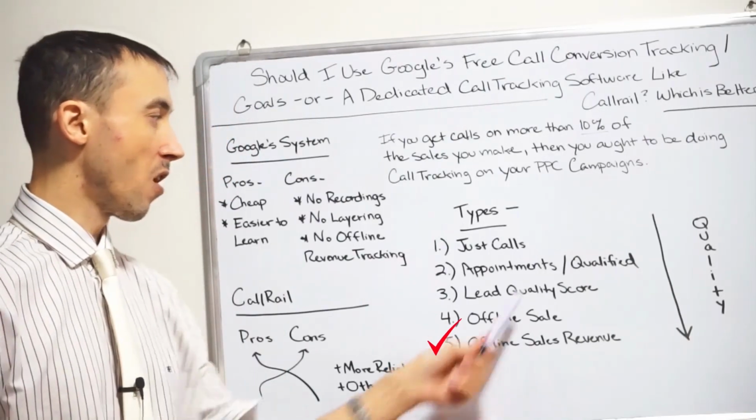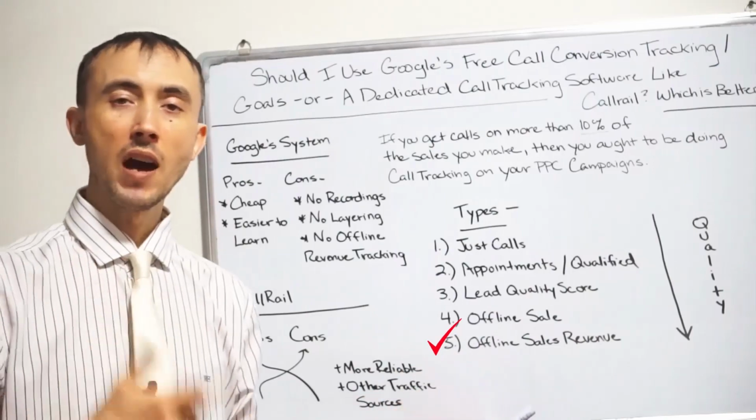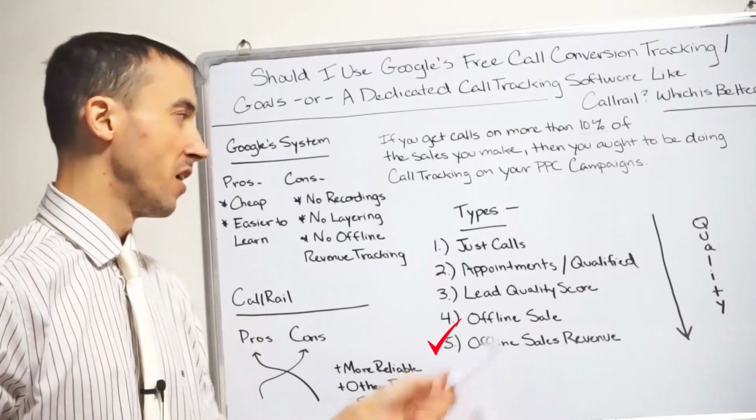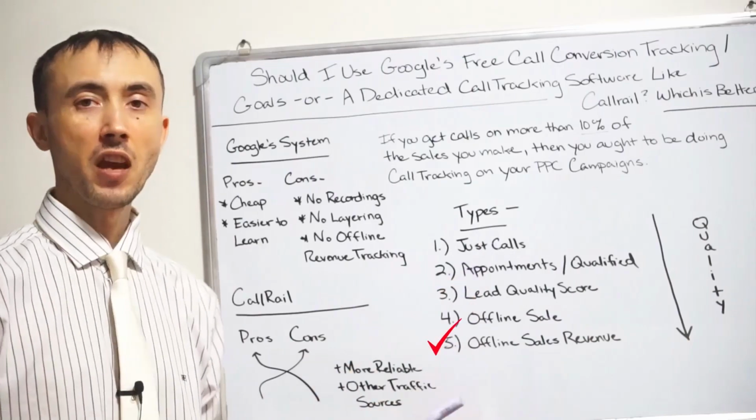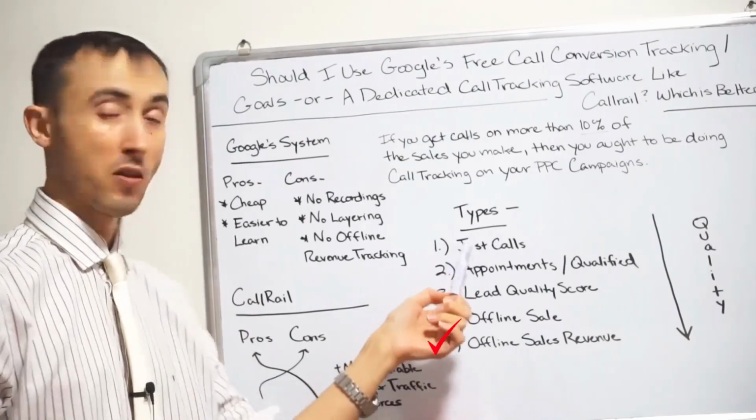Okay? So for all this, 2 through 5, that's the reason why I would recommend you use Callrail. Technically, you could get by, if all you care is do they call or not, you could get by without using Callrail.